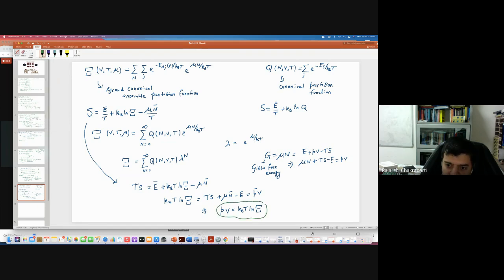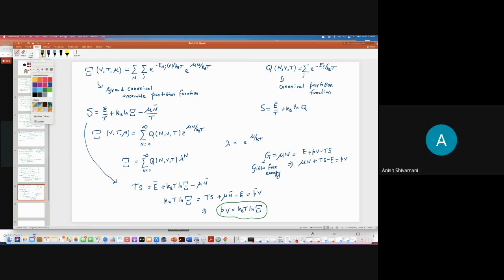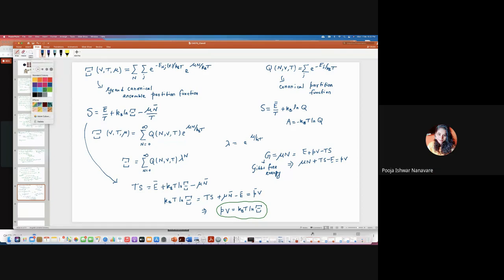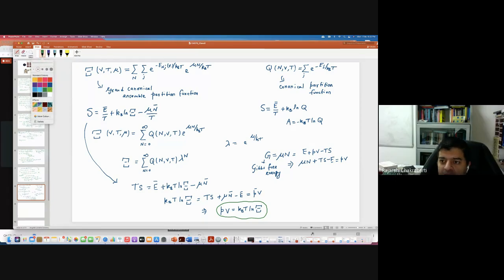Or in other words, in the canonical ensemble, what was the thermodynamic function? E minus TS, which is the Helmholtz free energy. It was minus k_B T ln Q, remember? Yes, sir. So my next question is, which ensemble should I go to so that my natural thermodynamic function is the Gibbs free energy?